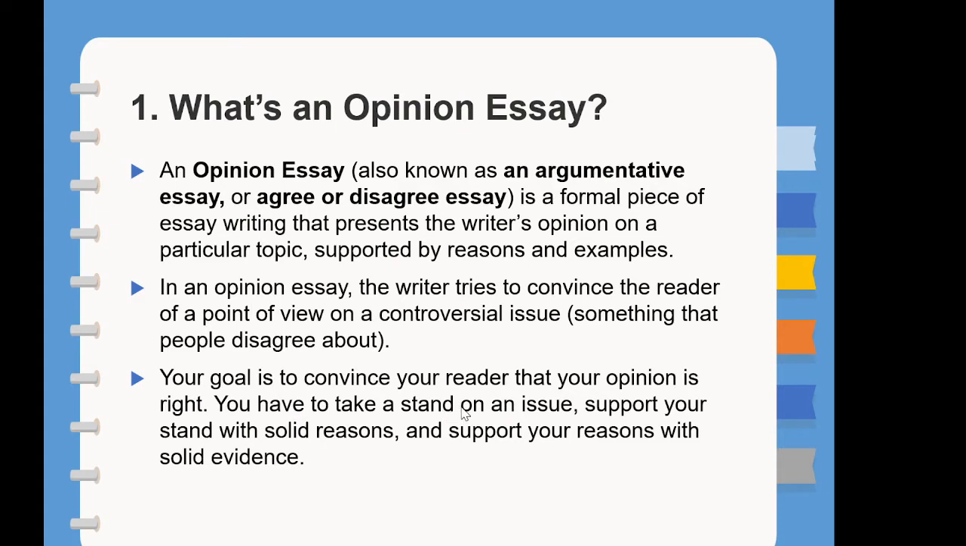You have to take a stand on an issue, support your stand with solid reasons, and support your reasons with solid evidence. The goal of an opinion essay is to persuade people to believe your opinion, and you can stand on only one side of an issue, whether you support or do not support. You can't be neutral.